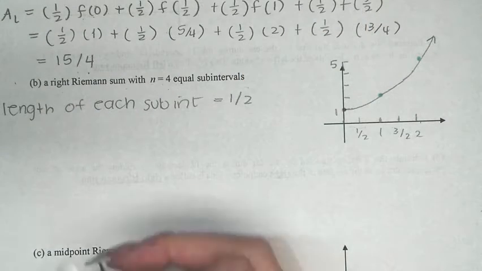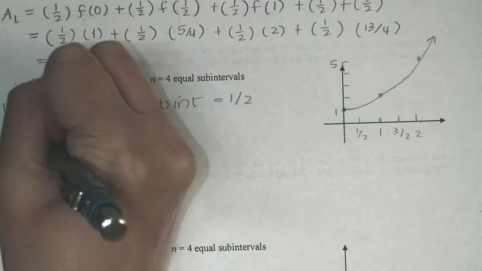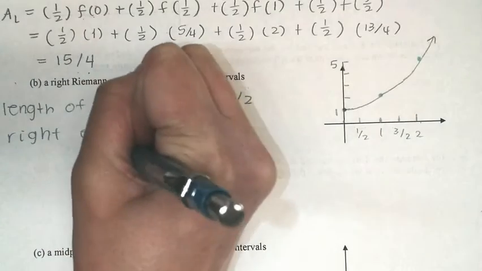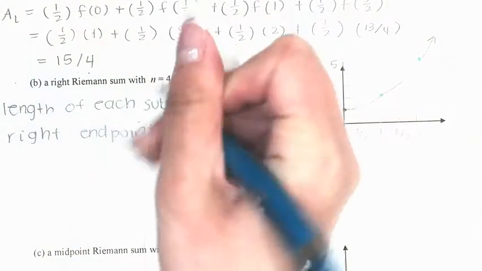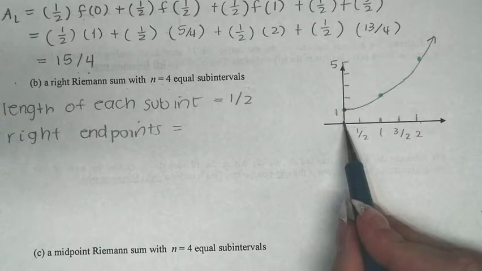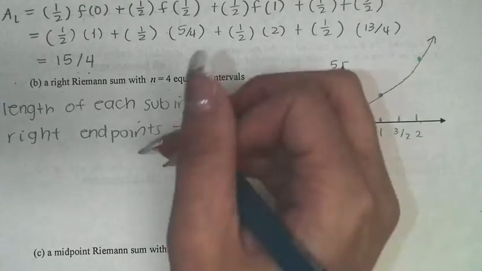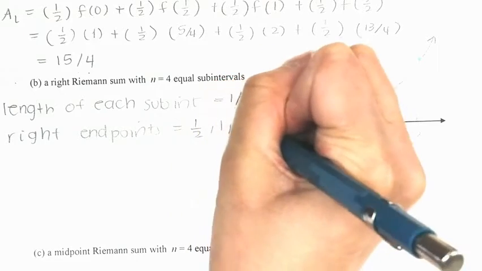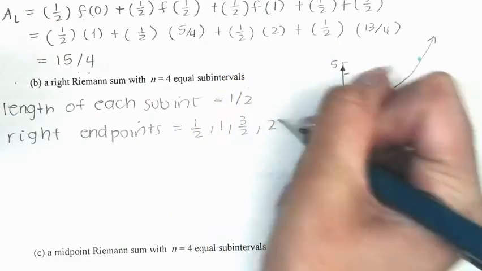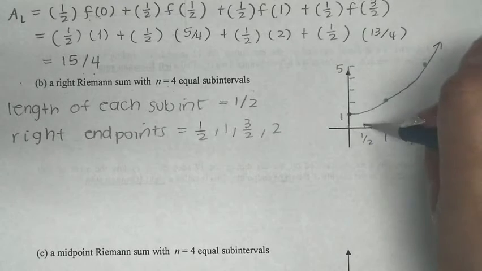Now the thing that changes is the right endpoints. What's the deal here? The right endpoints are not going to be the same, because instead of looking at the beginning, I'm going to look at the ends of each rectangle. So they are going to be 1/2, 1, 3/2, and last but not least 2. It's pretty cool to see that now we're paying attention to this side.